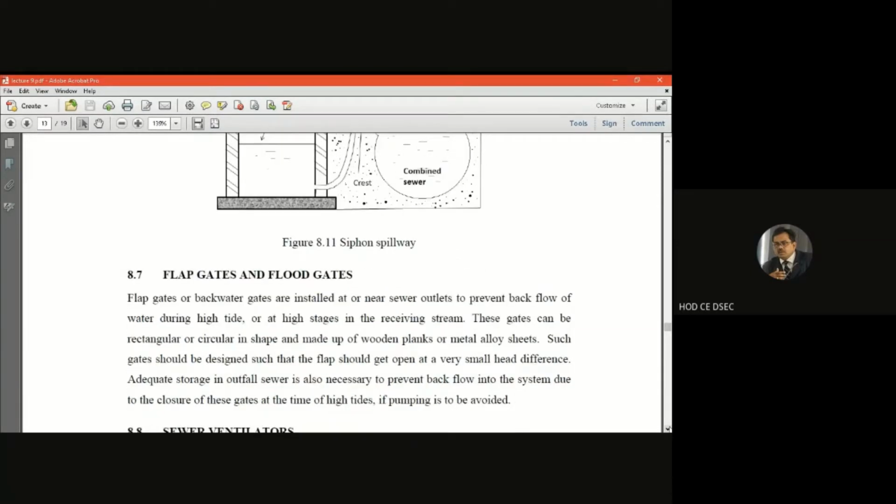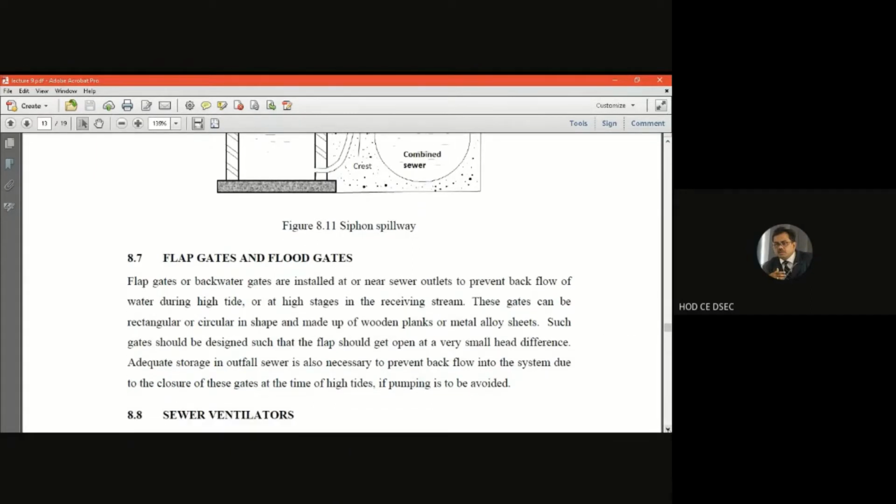Now, what are flap gates and floodgates? They are also called floodgates. These are basically provided to safeguard against backflow of water during the high tide. So the flap gates or backwater gates are installed at or near the sewer outlets. For what are they installed? To prevent backflow of the sewer water during the high tide, because with storm water, more flow discharges into the sewers and there is a chance of backflow.